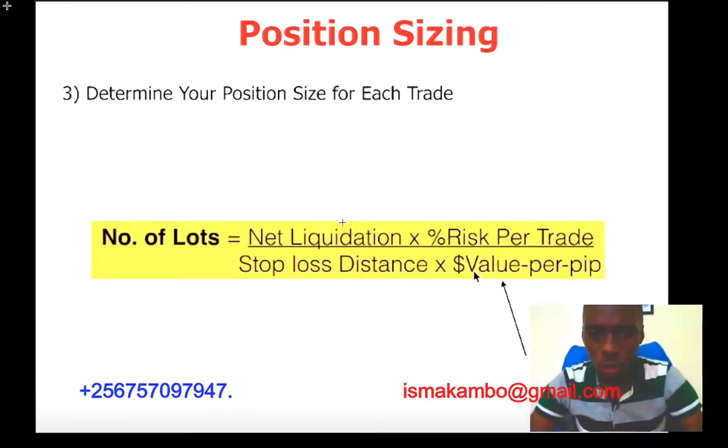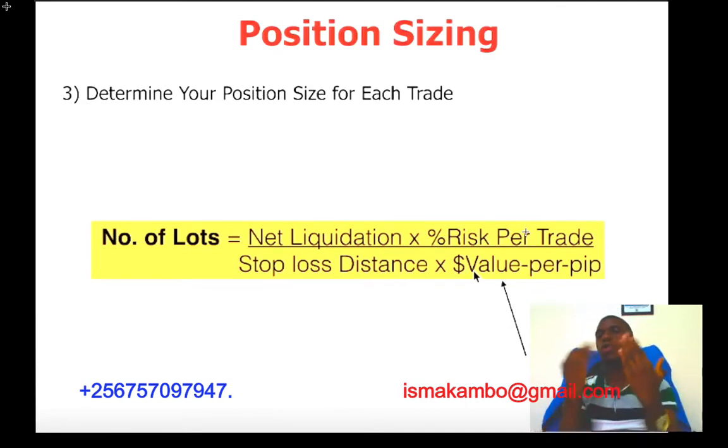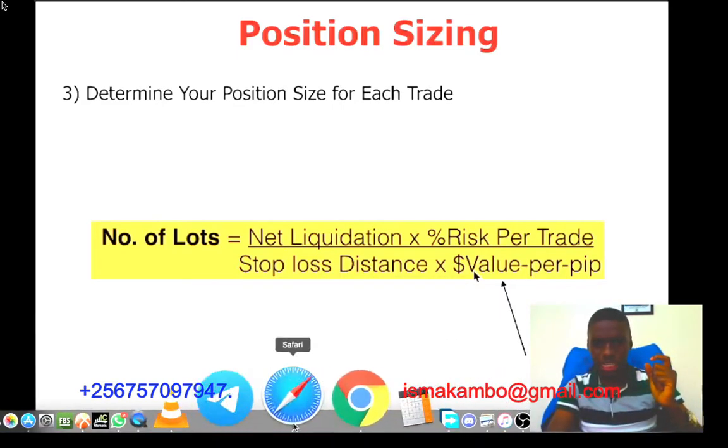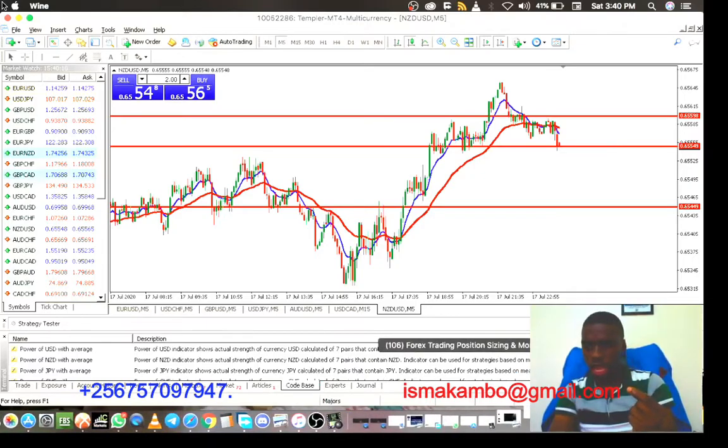So this works as our capital. Secondly, this works as the risk percentage, or the percentage risk per trade, because when you are planning, it's always important to know how much you risk per trade. Then the stop loss distance is basically the number of pips from the stop loss to the entry point where you are selling.